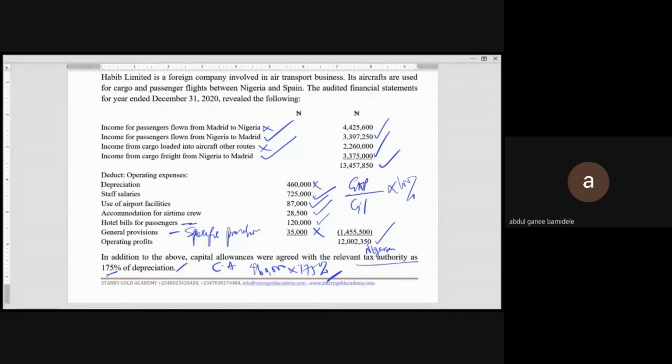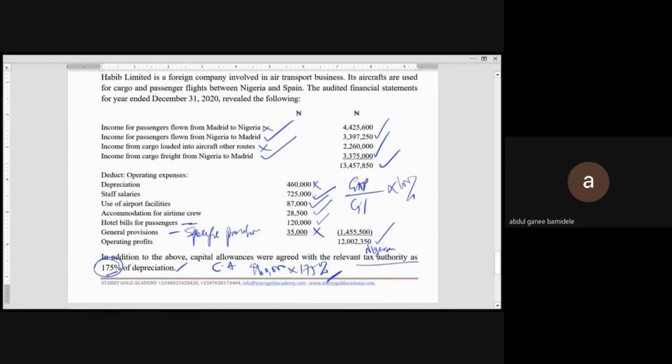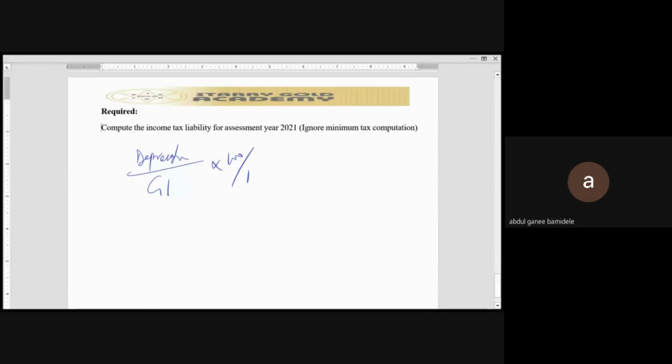So in this case, do we still need the depreciation ratio? No, we don't need the depreciation ratio again, because they have already given us the ratio, isn't it? Yes. In some other cases we may have to do it, where the examiner is not specific. To do that, we take the depreciation divided by global income, multiplied by 100 divided by 1. So don't say that because the examiner has given you 175%, you still want to go ahead and do this.